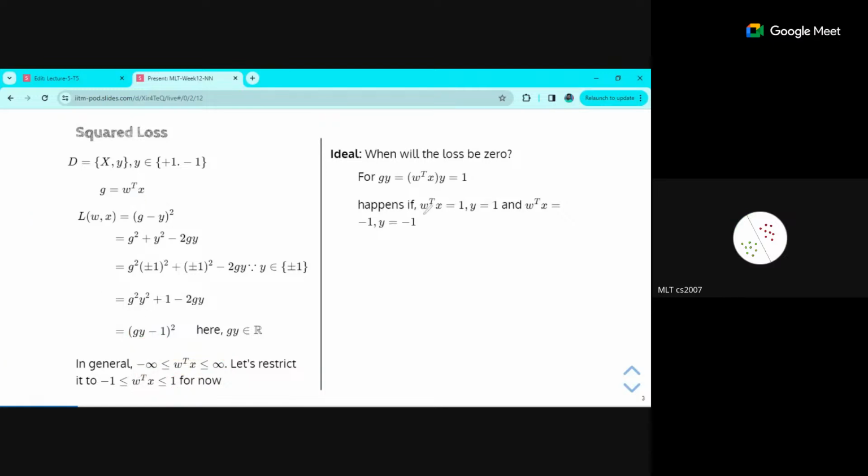So one condition is that my true label is 1, and W transpose X is also 1. Remember, I am restricting the value between -1 to +1, and therefore it is allowed to take 1. So in this case, the product is going to be 1. On the other hand, if my W transpose X is -1, the other extreme, and the label is also -1, then the product is going to be 1. So my loss will be 0. Of course, the value can vary between -1 to +1, but we are just talking about the ideal condition.